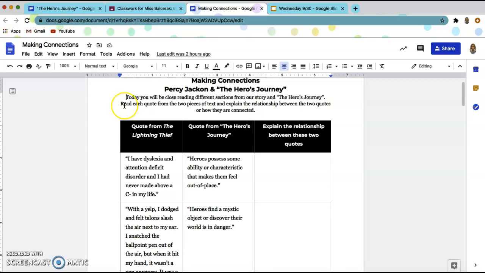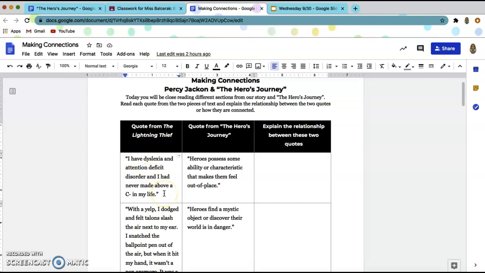As you see, your directions are to close read two different sections of the story, The Hero's Journey. You're going to read each quote from the two pieces of text. You have a quote from The Lightning Thief here, and a quote from The Hero's Journey in this column. You're going to read both quotes, figure out how they are related, and explain the relationship they have with one another in this box.